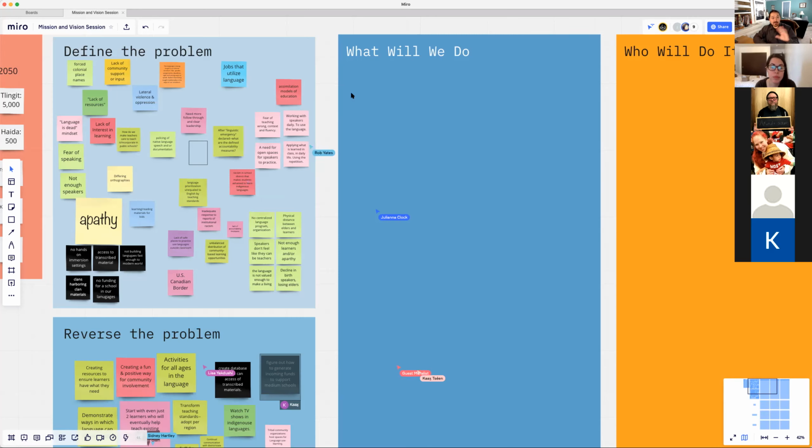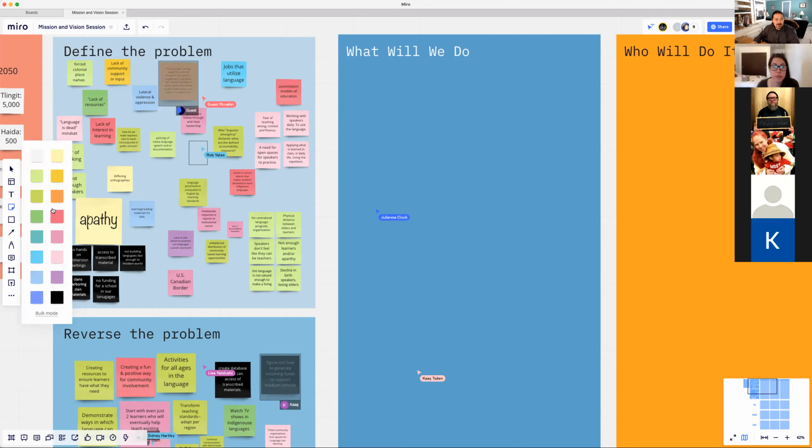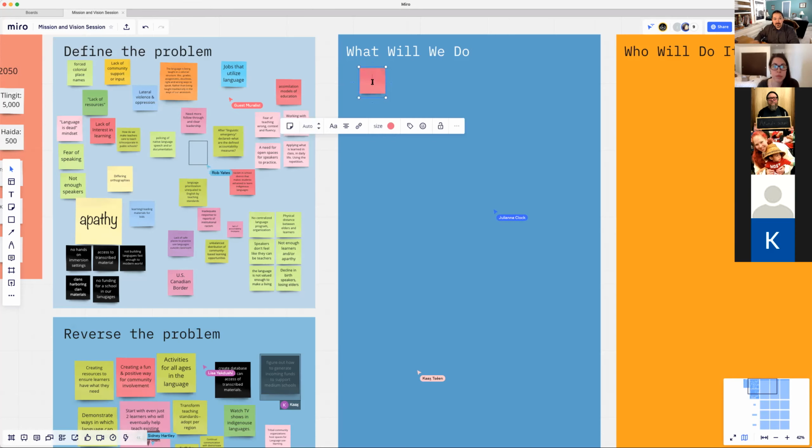So just brainstorm. What are some of the things? What do we need to do? What are we going to do? I'll start throwing some things over here. We should be moving on from problems. We should be moving on from reversing the problem. And we can come back, but just in terms of moving us along through a process.